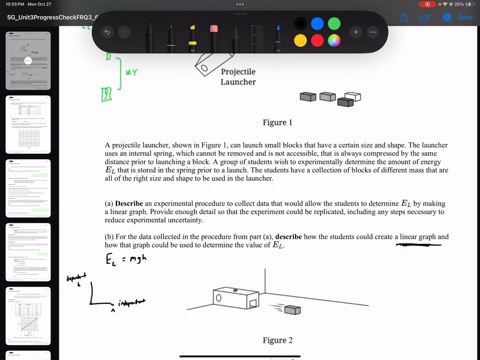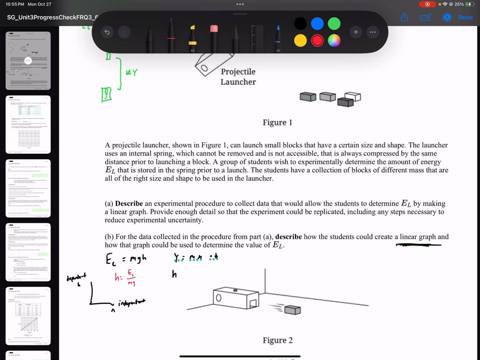So we have to figure out how to represent this data to give me a linear plot. Well, one thing I'm going to do is write it in the form of y equals mx plus b. We're not going to worry about the y-intercept for now. I need to get h as my dependent variable, so I need to manipulate this equation so I have h on one side. So I have h is equal to E_L, that's the energy of the launcher, divided by mg.